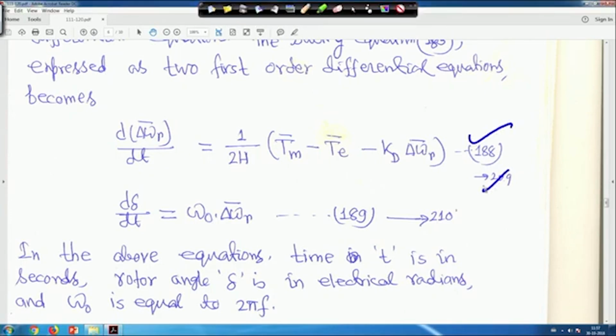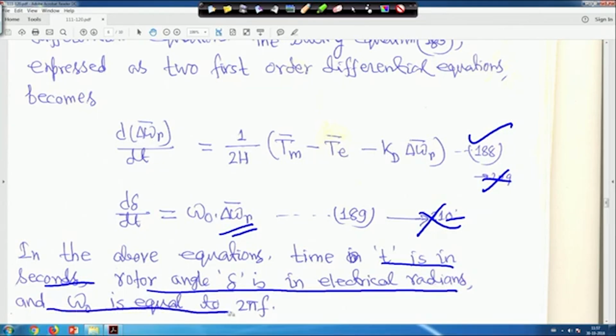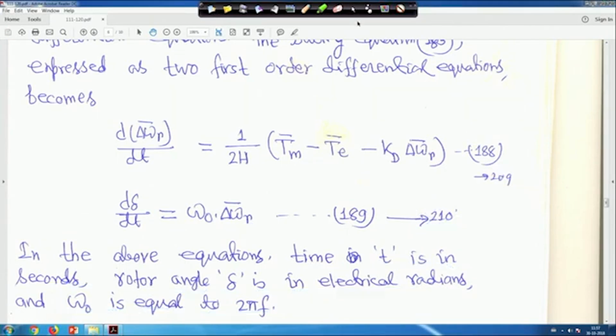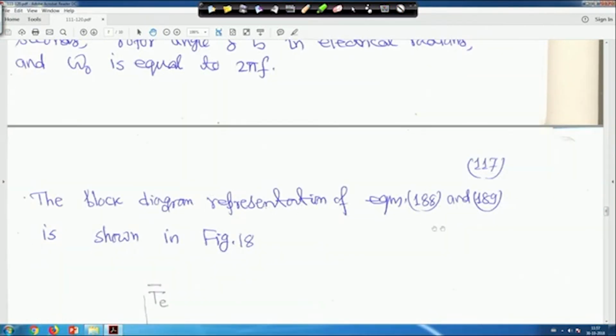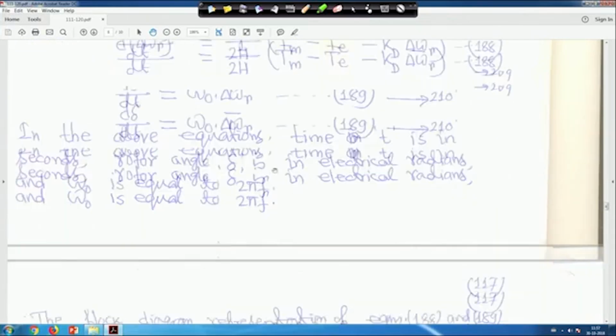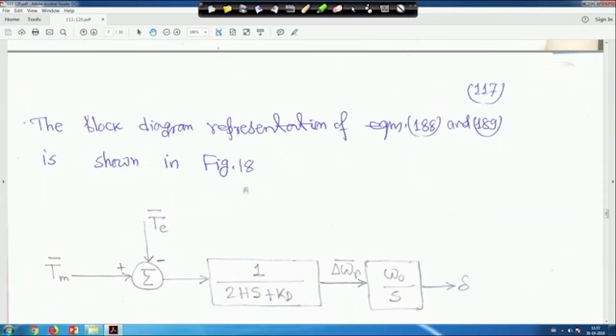And d delta upon dt is equal to omega 0 delta omega r bar. We have seen this. Now, in the above equation, time t is in second, because here we are not using t bar, and rotor angle delta is in electrical radian and omega 0 is equal to 2 pi f. Now the block diagram representation of equation 188 and 189 is shown in figure 18.